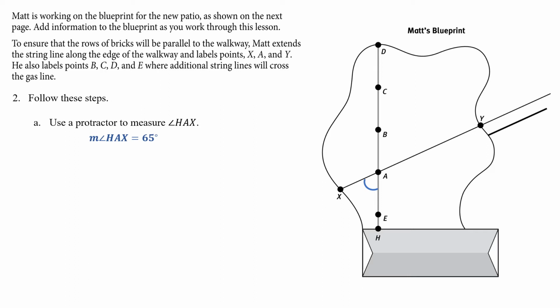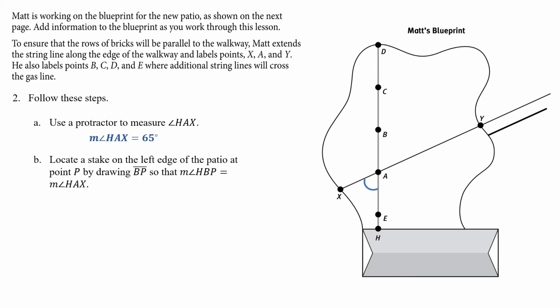Okay, part B. We're going to use this angle measure in a second. So part B says to locate a stake on the left edge of the patio. So on the left, we're over here. Locate a stake on the left edge of the patio at point P by drawing BP, so that the measure of angle HBP is equal to the measure of angle HAX. Okay, so I've gone ahead and done that right there.